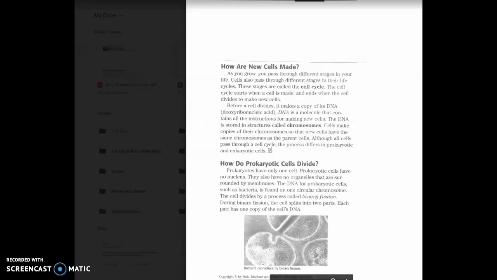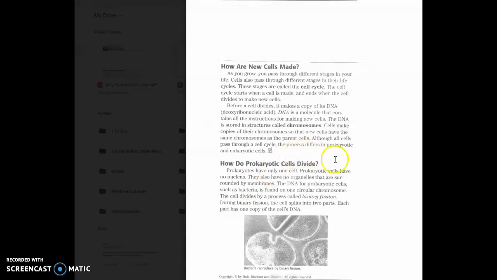Before a cell divides, it makes a copy of its DNA. DNA is a molecule that contains all the instructions for making new cells. The DNA is stored in structures called chromosomes. Cells make copies of their chromosomes so that new cells have the same chromosomes as the parent cells. Although all cells pass through a cell cycle, the process differs in prokaryotic and eukaryotic cells.